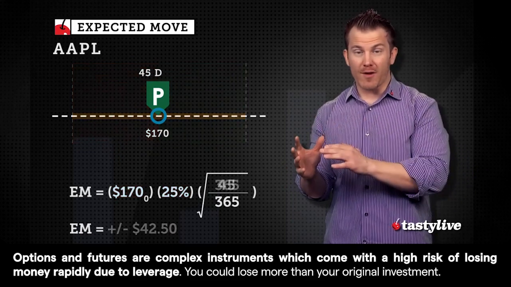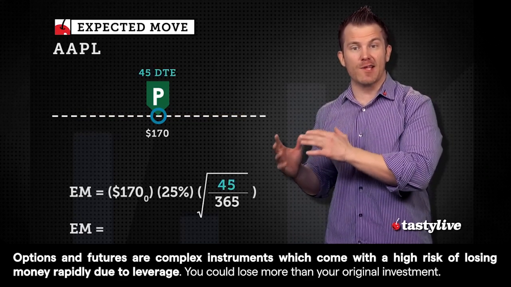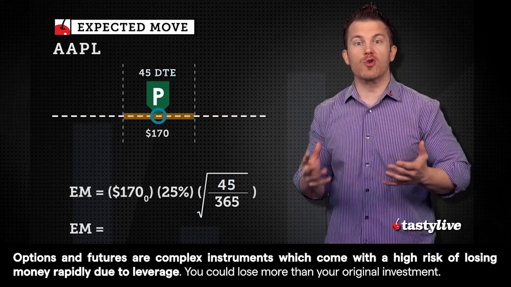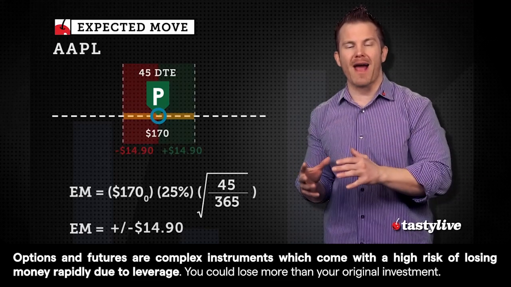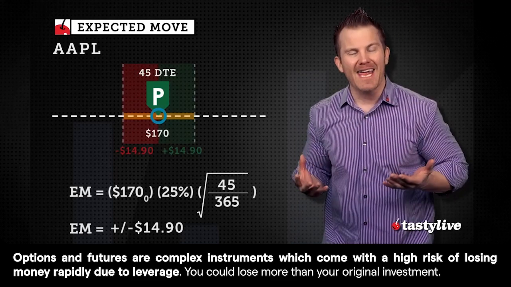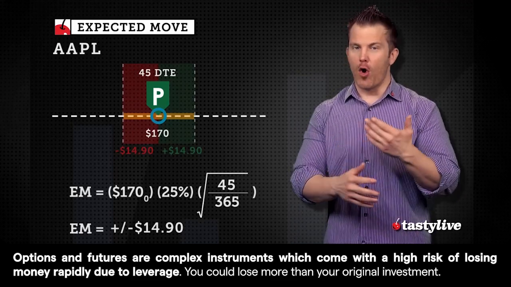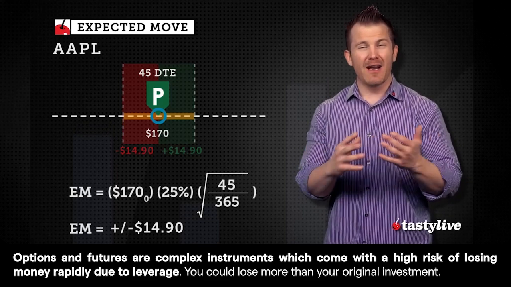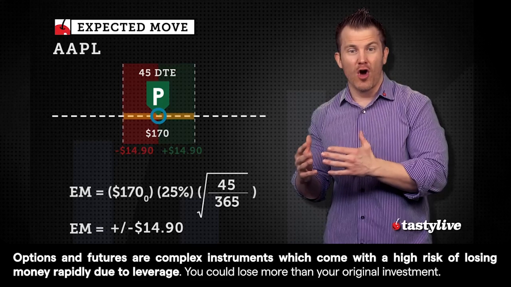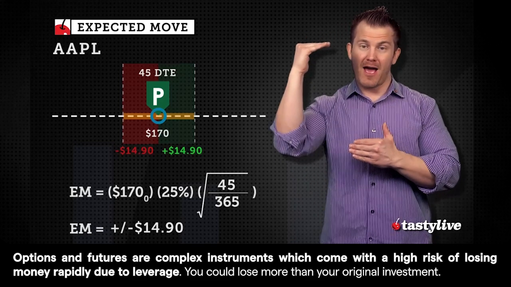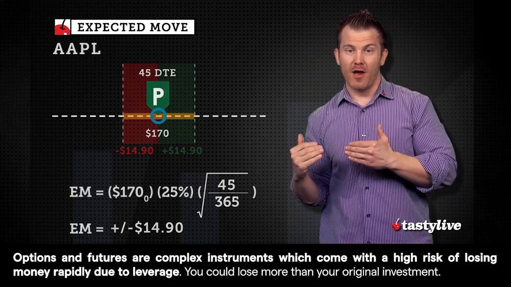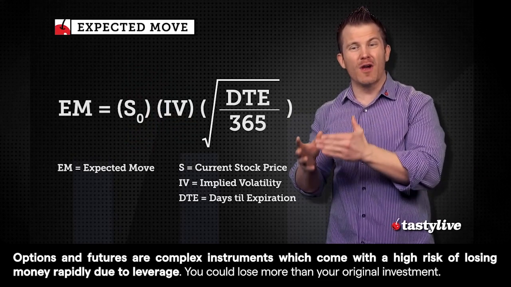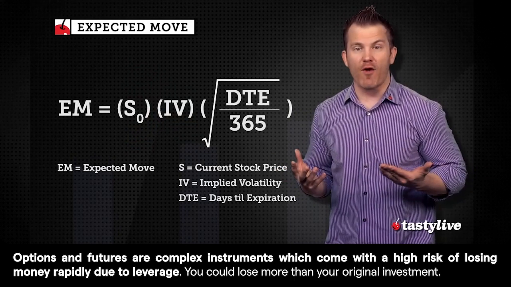But if we were to focus on only the next 45 days to go in the current expiration cycle, the expected move would shrink down to plus or minus $14.90. In other words, over the next 45 days, the market is expecting Apple to move in about a $30 range, almost $15 up and almost $15 down. We can use this formula to adjust our traditional annual implied volatility to any time frame we want.